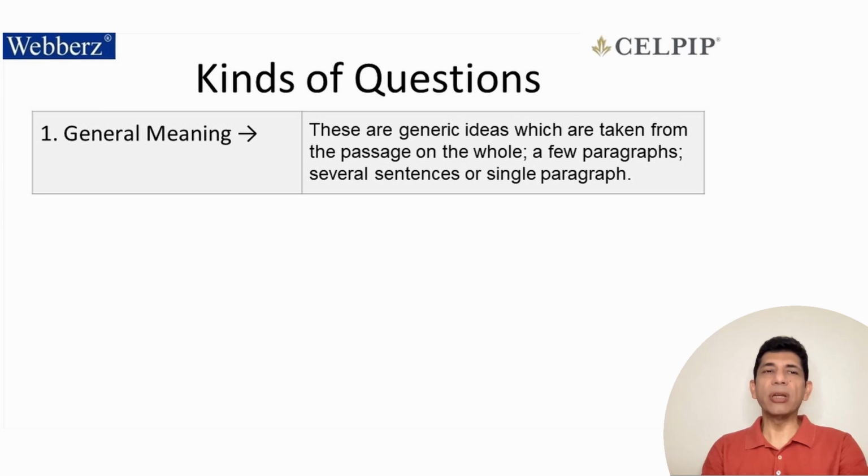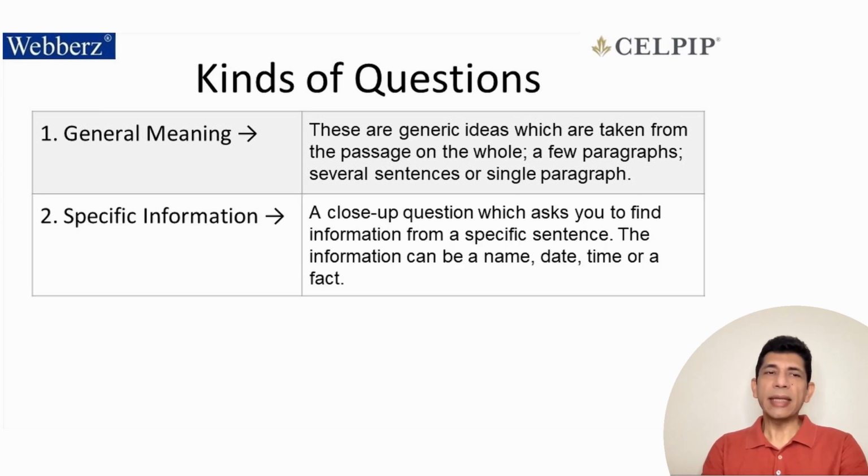Let's talk about the kind of questions that are there in reading. The first kind is called general meaning, which means that the generic ideas have to be taken from the passage on the whole, a few paragraphs, several sentences, or a single paragraph. Second type of question is called specific information. In this, a close-up kind of question is asked. You are supposed to find some specific information from a specific sentence. The information can be a name, a date, place, time, or a fact.